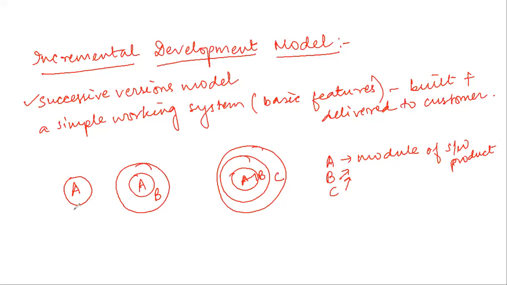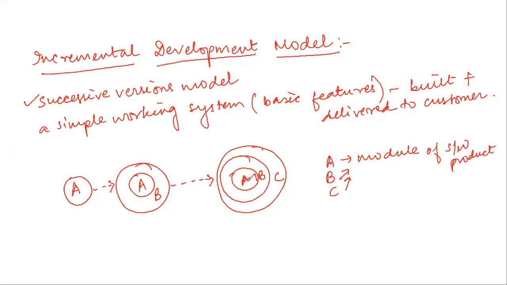So in the first iteration, module A is implemented. Then in the next iteration, with A, module B is implemented. Then in the next iteration, with modules A and B, module C is implemented. So in an incremental nature, layer by layer, we incorporate more and more modules into the system, and as a result, as an end product, we get the desired system that we wanted. So this is the concept of the incremental development model.